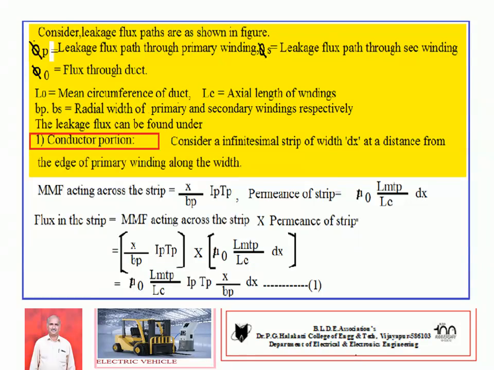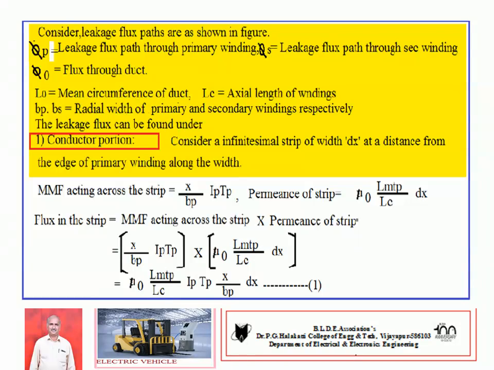Hence this point into IP TP gives the MMF. Getting the idea? MMF means ampere turns, IP into TP. But where does this lie? At distance x, and the total is BP. So x by BP, at this point it lies. Getting the idea? The permeance of the strip, again a standard expression, is mu naught L MT P by LC into dx.